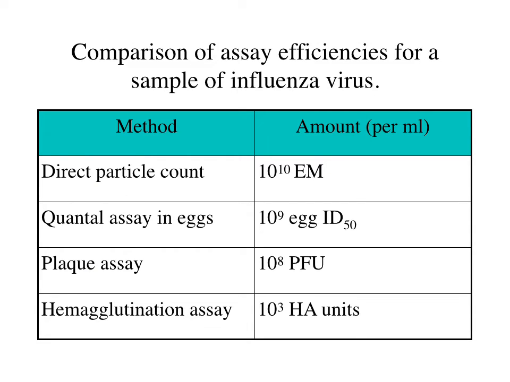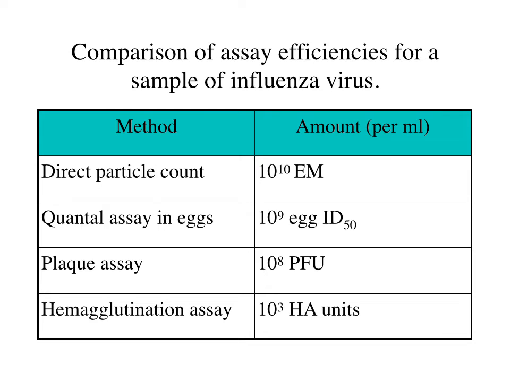So you can see here from this slide, you have different efficiencies for different kinds of assays. They're not all created equal. On this slide, we're showing the kinds of results you would get using different types of assays for influenza virus. With the direct particle count, there's no surprise you're going to get a higher titer, because remember, this is not going to count the non-infectious particles.